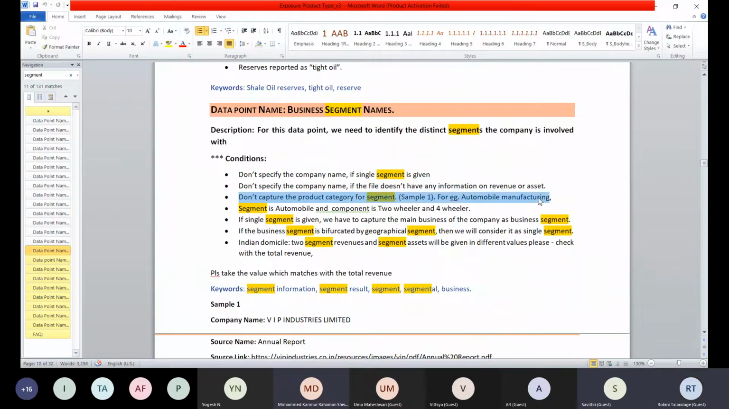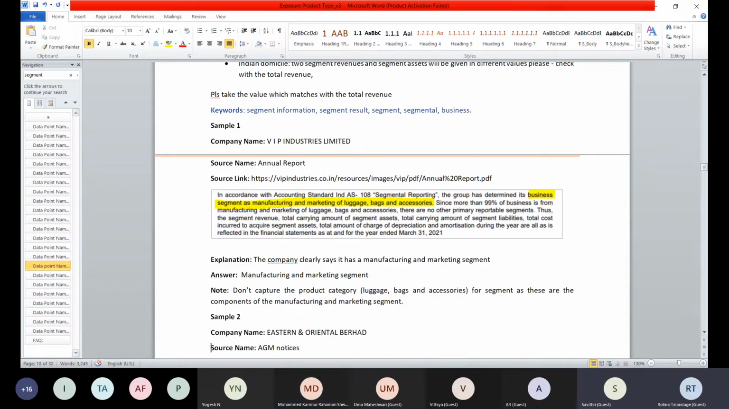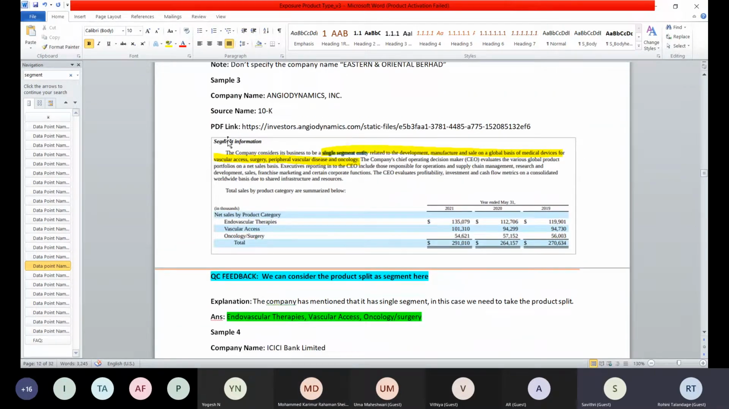Yeah, the third one. Yeah, remove that. So if we have the breakdown by product category, we can also capture that as the business segment, only in case they have given the revenue detail product category wise. Like here, for each product category they have given revenue separately. So in this case only we can take it by product category wise.